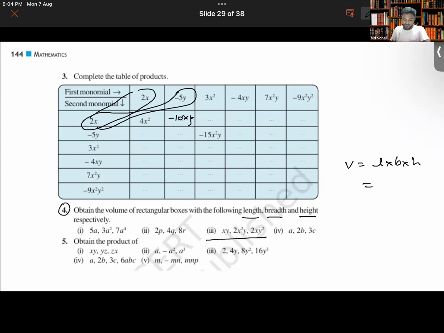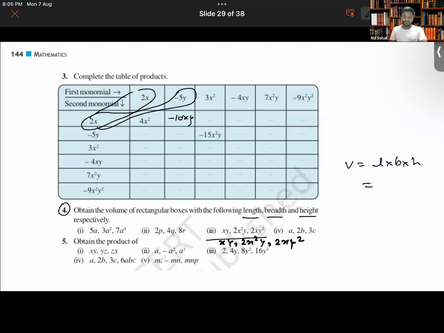Third one. The question is xy, 2x square y and then 2xy square. Which one are you solving? I have the third one. First one.